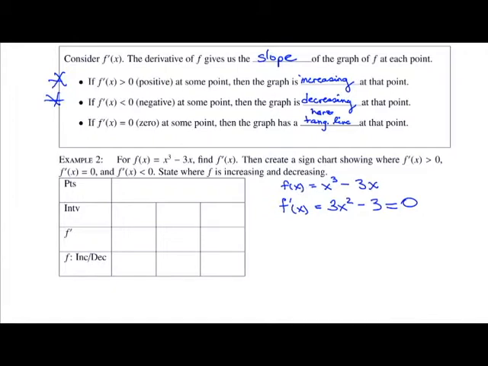So I'm going to factor out the 3 to start with. That leaves me with x squared minus 1. How does x squared minus 1 factor? Yeah, x minus 1 and x plus 1.